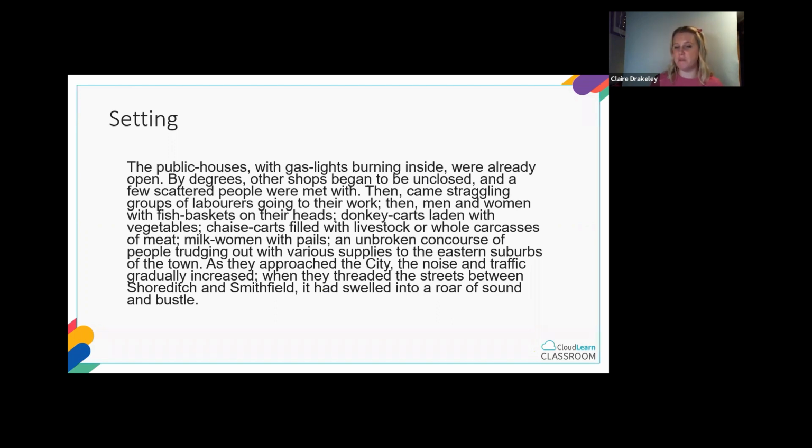I'll tell you where this book is from in a minute, and none of you are going to be surprised. But whereabouts in the world do you think this is set in? England, yeah. It does say Shoreditch and Smithfield, but it doesn't need to say we are in Shoreditch, we are in Smithfield, this is London. It doesn't need to say that because it just says between Shoreditch and Smithfield.